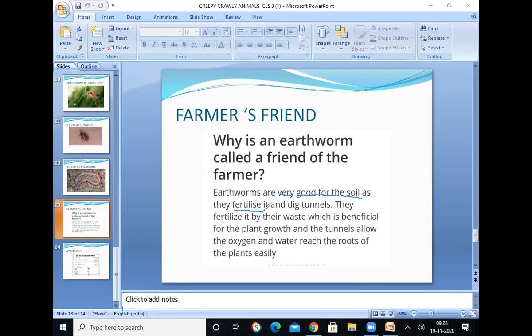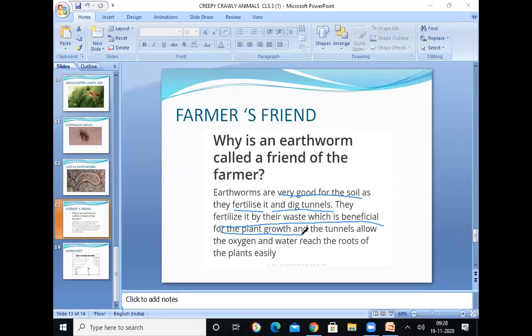When we grow crops, we spray fertilizers. What animal do we use as a natural fertilizer? Earthworm. And it digs tunnels, making small holes. They fertilize the soil with their waste, which is beneficial for plant growth, and the tunnels allow oxygen and water to reach the roots of the plant easily.